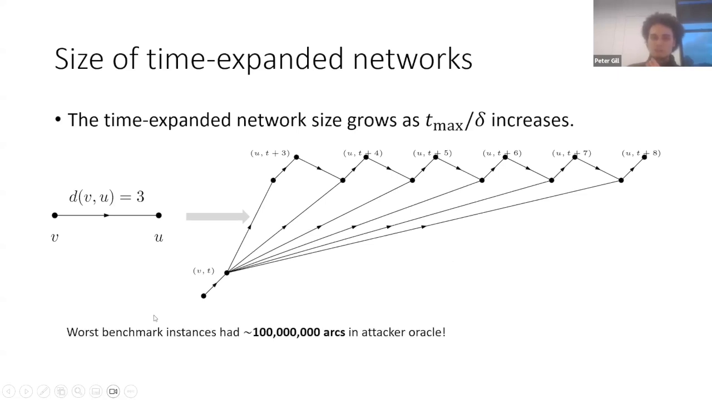And actually, that's really bad. Some of the benchmark instances that we tested this on, the worst one had around 100 million arcs, which is about the time when the solver really struggles. So it's not very nice. But we can improve this.